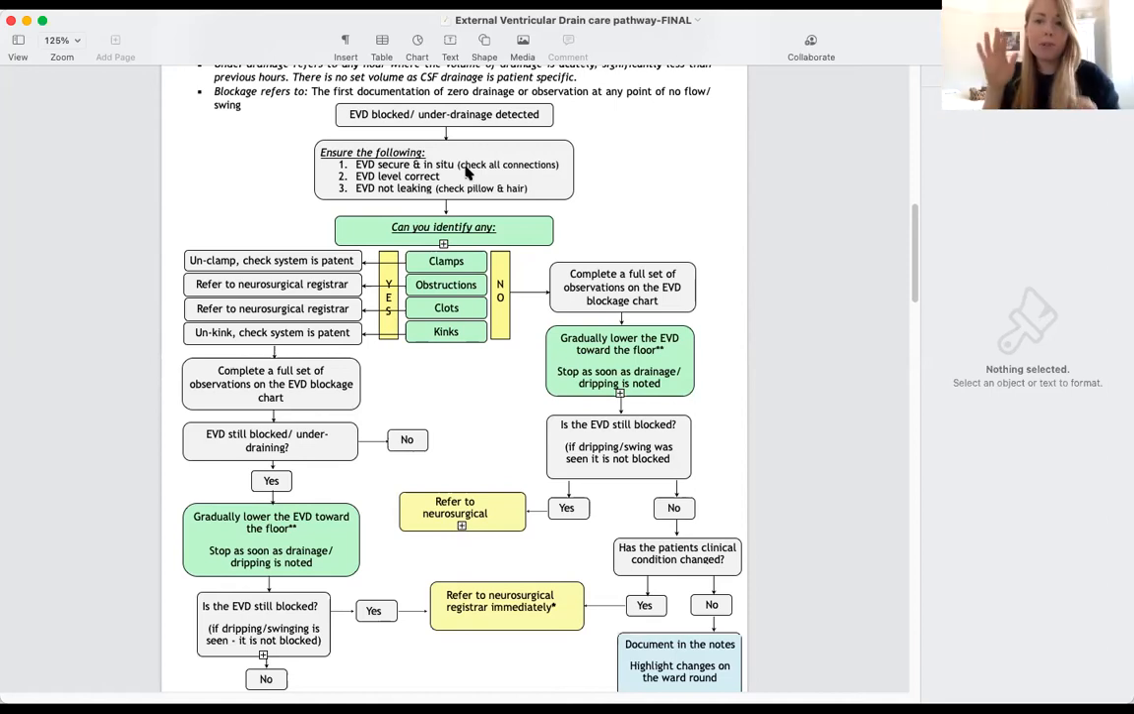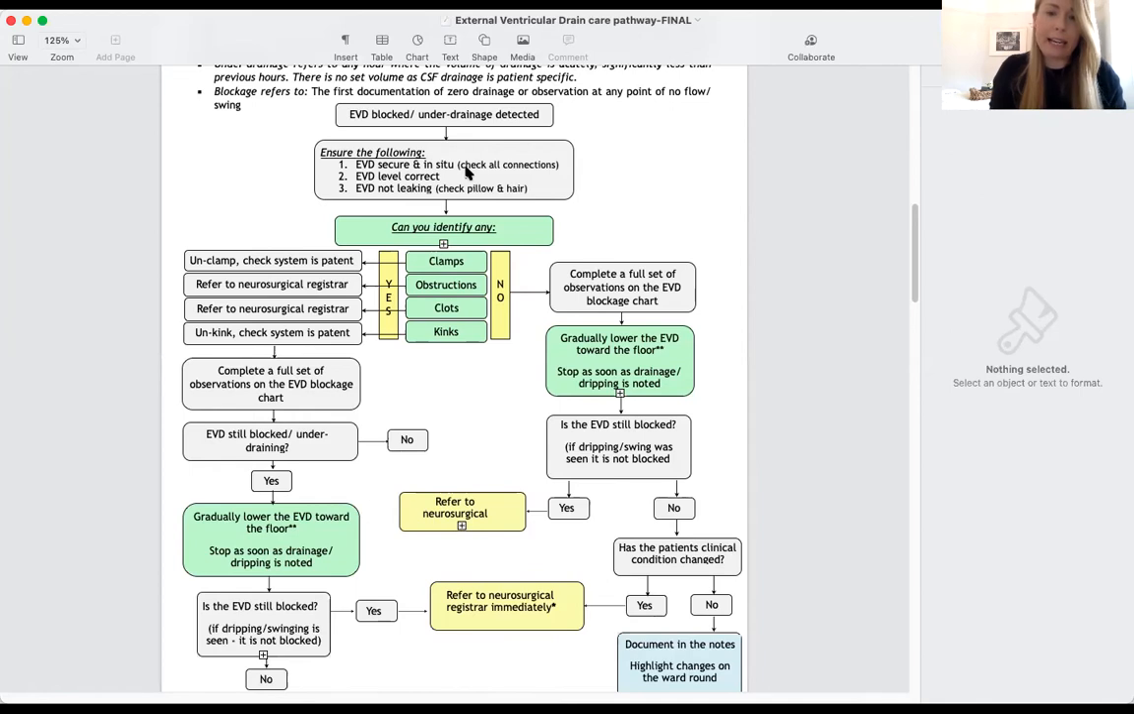And what you need to remember is that most of our children are lying flat in bed. So if the CSF leaks from the actual insertion site, it's just going to get hidden on the pillow behind them. So actually having a good look and feeling the pillow is really useful to see whether the CSF has leaked out of the system and that's why you haven't got any drainage.